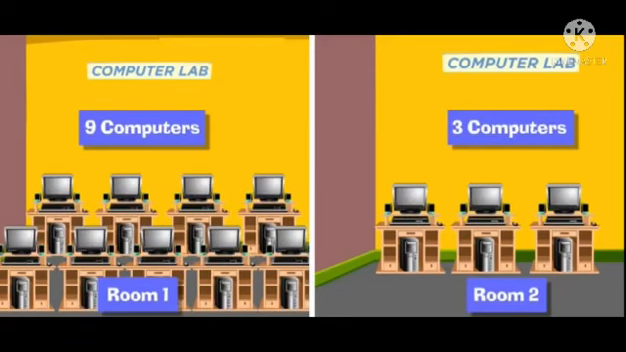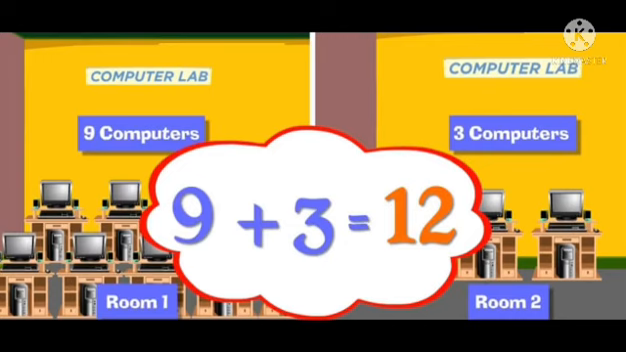In this image, you can see there are 2 computer labs. One is in room 1 and the other is in room 2. So, we have to find out the number of computers in room 1 and room 2. So, there are 9 computers in room 1 and 3 computers in room 2. So, there are total 12 computers in room 1 and room 2.